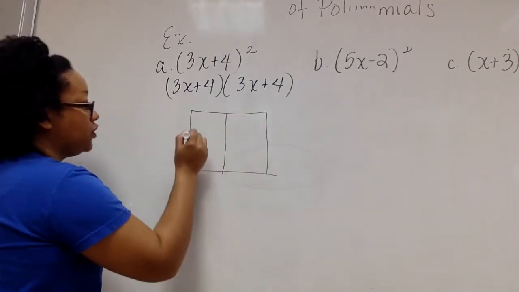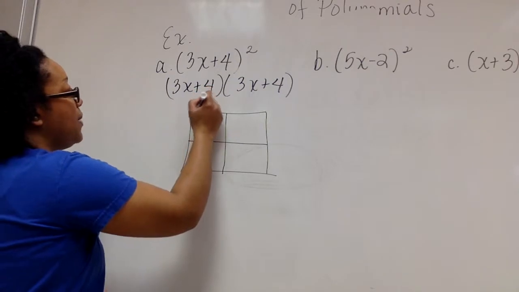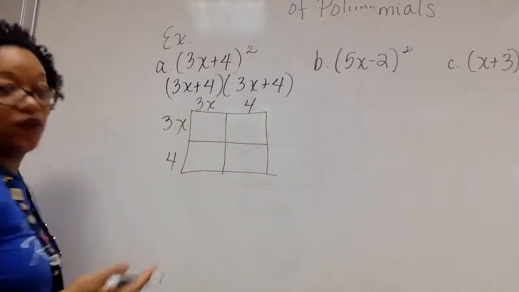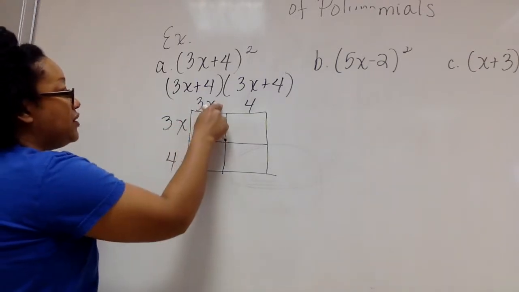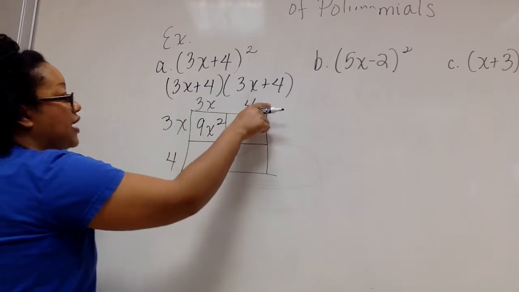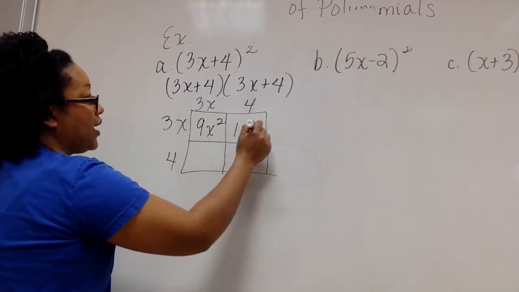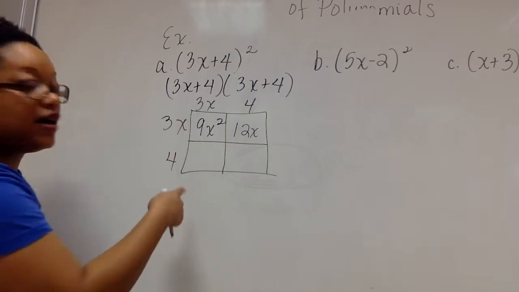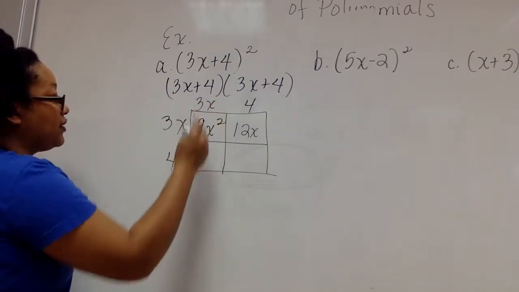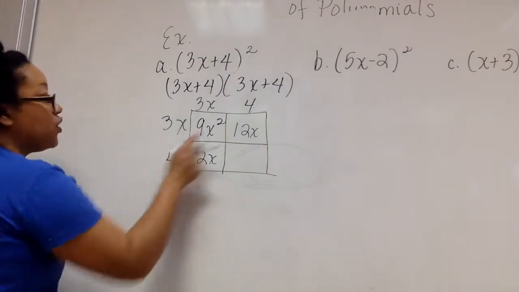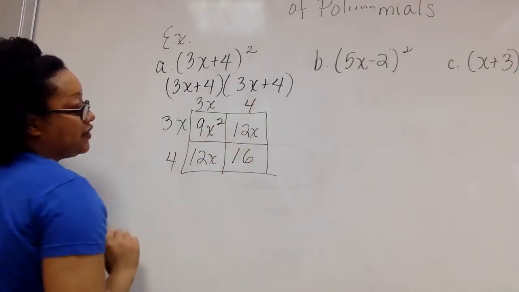All right, you got your 2 by 2, and basically you're just putting these identical twins on the outside, and we're filling it in. 3x times itself, 9x squared. 3x times 4, 12x. And then guess what? You're going to get the same terms here. 4 times 3x is 12x. Your diagonals are going to be the same. And then 4 times 4 is 16.